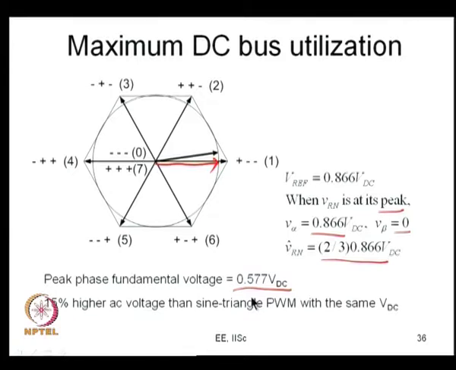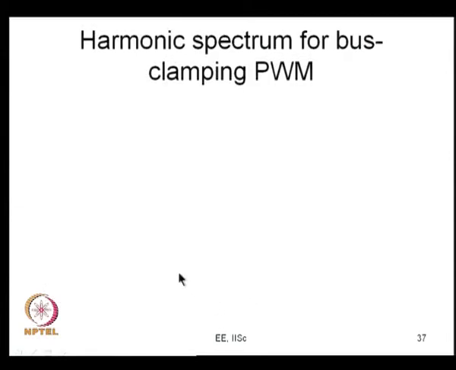So, when you go to something like advanced bus clamping PWM, you have the advantage of conventional space vector PWM, namely this increased AC voltage. In addition to that, there are certain advantages under certain operating conditions, like in terms of line current ripple, as we would see probably in a little while, and also in the next lecture. So, we had looked at the harmonic spectrum of sine triangle PWM earlier. If you look at the harmonic spectrum, for example, of the bus clamping PWM, the structure is going to be very similar.